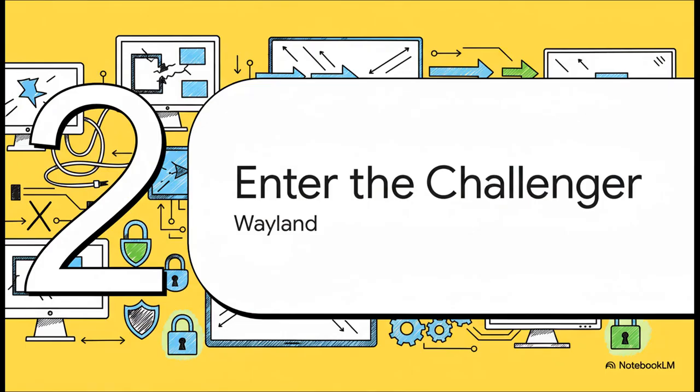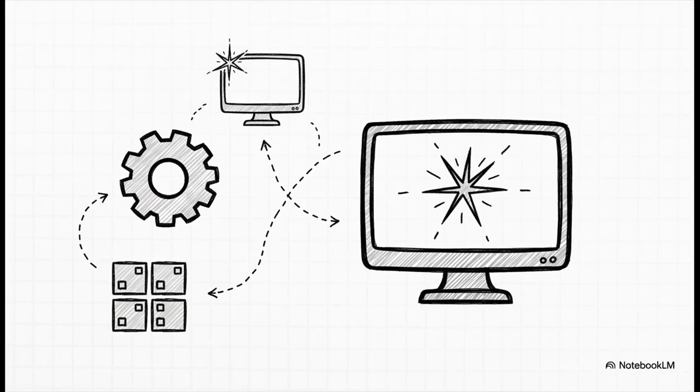Okay, so that's the old way. Now, let's meet the challenger, Wayland. If Xorg is that big, bureaucratic post office, Wayland is like a direct next-day courier. It was built from scratch to just get rid of all the middlemen. The whole point was to make things faster, more secure, and way more streamlined for the kinds of computers we use today.